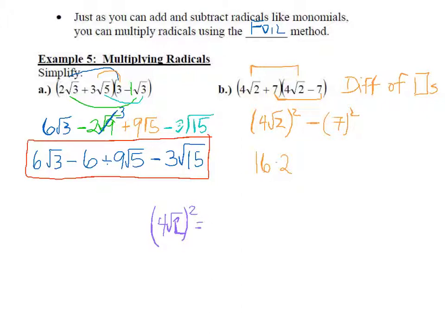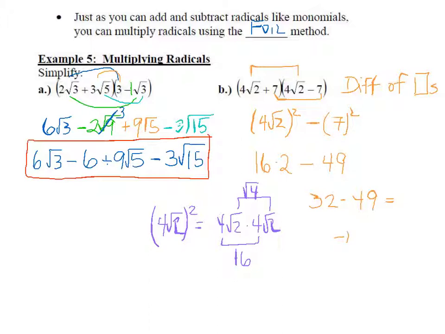that means you're going to have a 4 radical 2 times 4 radical 2. So that means you're going to get a 16 when you multiply those. And then you take radical 2 times radical 2, you get just the square root of 4, which ends up becoming a 2. So back to the problem. When you square the 7, you get 49. So if you have a 32 minus 49, you are going to get a negative 17.